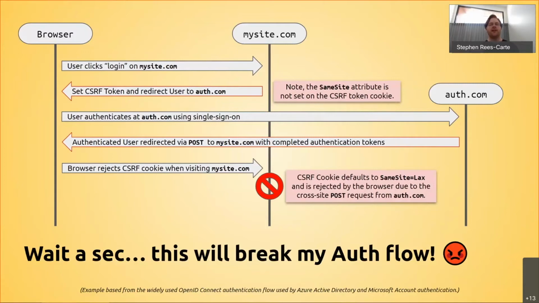Now, when you have SameSite Lax in there as well, that post request going back to mysite.com comes from auth.com. That's considered a cross-site request. And the browser says, no cookies, thank you. And so it doesn't attach the CSRF token cookie. So when the request gets back to mysite.com, the cookie is missing because the browser has blocked it. And the server, the mysite.com, says, where's your cookie? You're not a legitimate request, go away. And so the authentication fails. And that's a big problem.